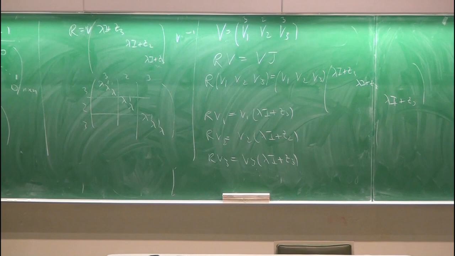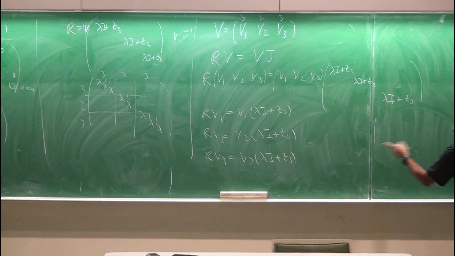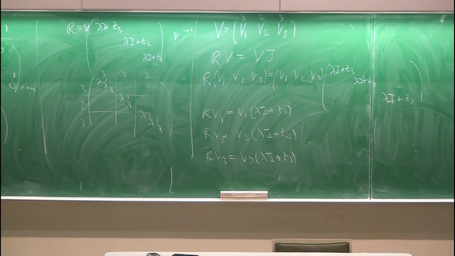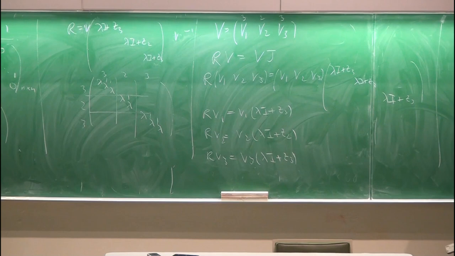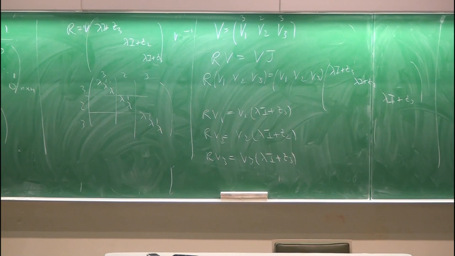Okay, before we do that, we're going to make one essential simplification, which is, notice that this number lambda actually plays no role in this decomposition. So notice that if I write R is equal to V J V inverse, then it also is the case that R minus lambda I equals V times J minus lambda I times V inverse. Okay, multiply both sides and check, you see it's an identity.